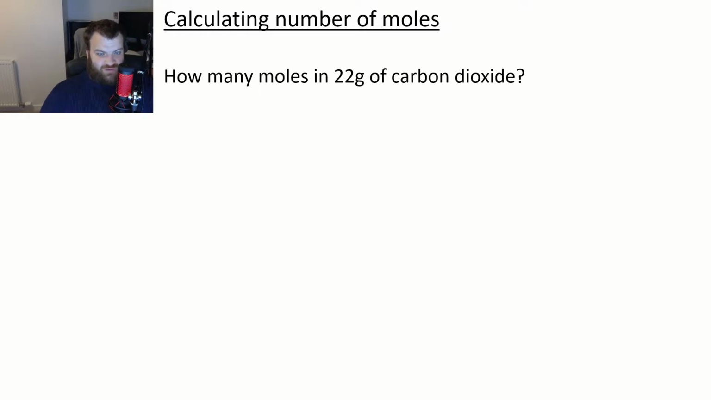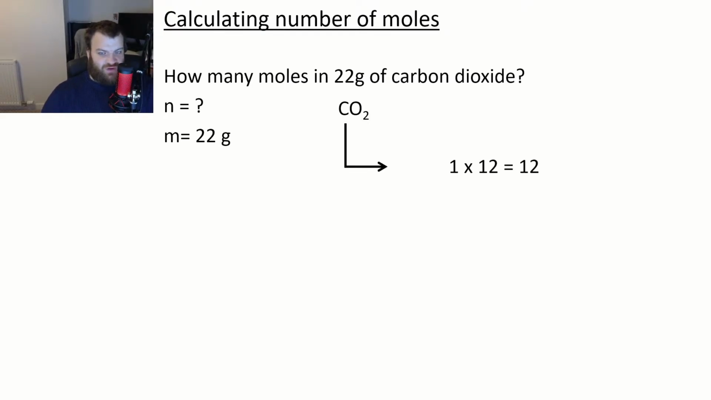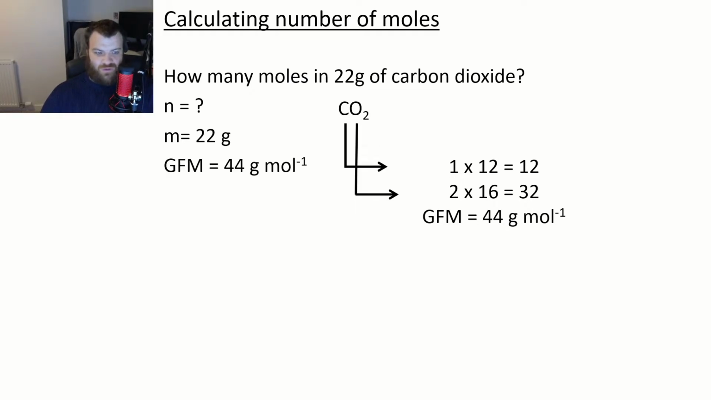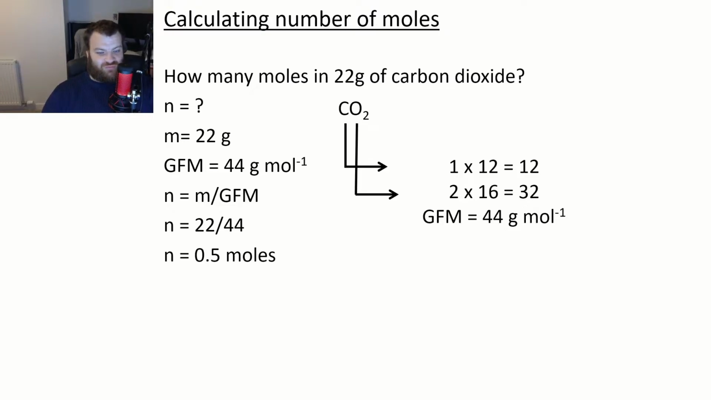We might be asked to calculate a number of moles of a substance when given the mass that we have got. We're asked about number of moles, which is n. We're given a mass in grams, which is our m. We can work out the GFM of a chemical as long as we either know or can work out the formula of that chemical. Carbon dioxide is CO2, which means we've got 1 carbon, which would have a mass of 12, and 2 oxygens, which gives us 2 16s, which are 32. Together that gives us 44 grams for every mole. We can then use our relationship of n equals m divided by GFM, giving us 22 over 44, giving us 0.5 moles as our answer.